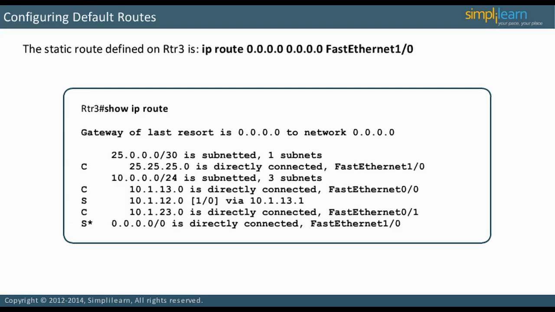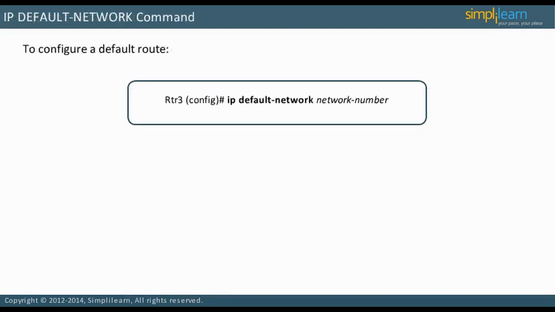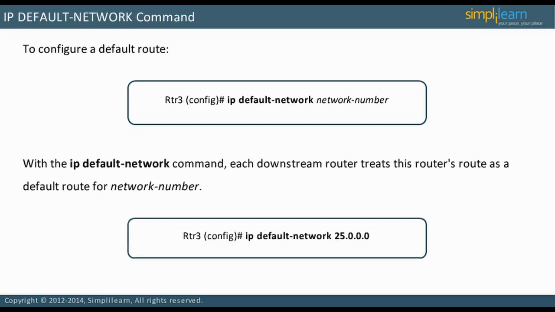There is another method to configure a default route, with the IP default network command. Let us focus on this command in the next slide. In configuration mode, enter IP default network, then a classful network. Now each downstream router treats this router's route for the classful network as a default route. In the topology, the default route would be configured only on RTR3 with the command shown on the slide. The network 25.0.0.0 is used because the command requires a classful network. The classful network with 25 in the first quartet is a Class A network, so it is /8.